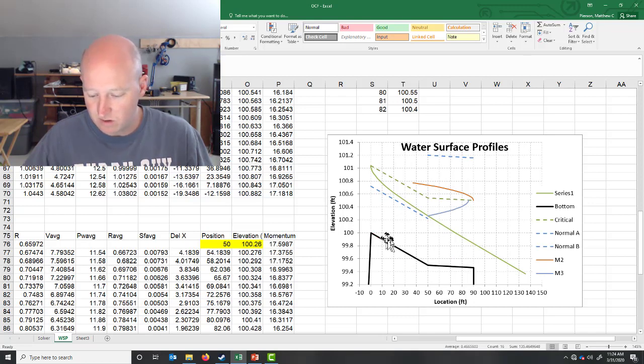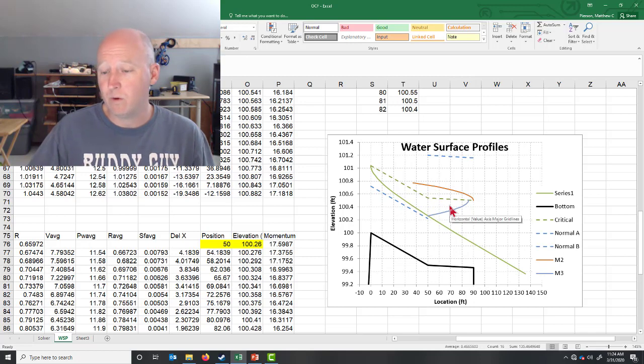So here's the bottom slope, and here's the crest of the dam. Here's normal depth. I calculated that separately. And then here's that curve that we just generated. So you can see that the water is getting shallower and shallower, and eventually it's going to get to this change in slope, and that's going to be a mild curve.